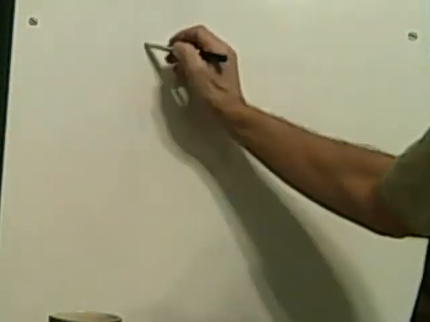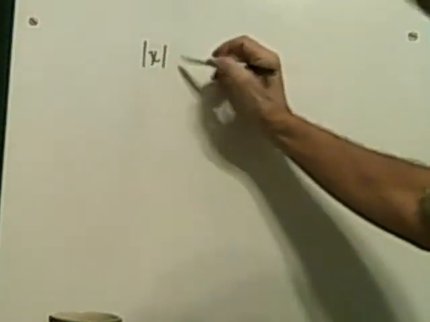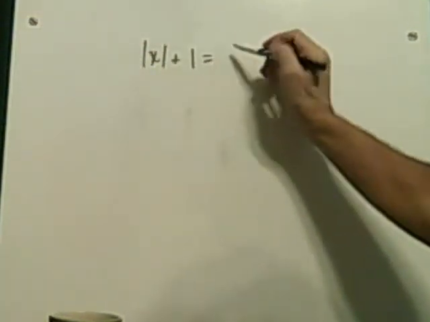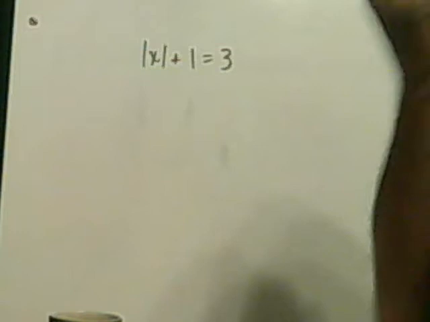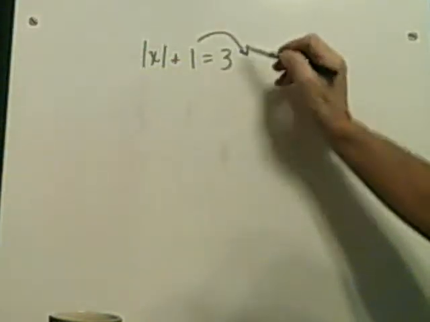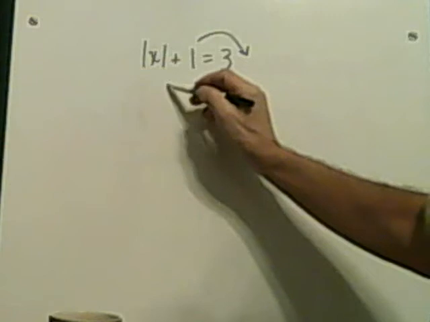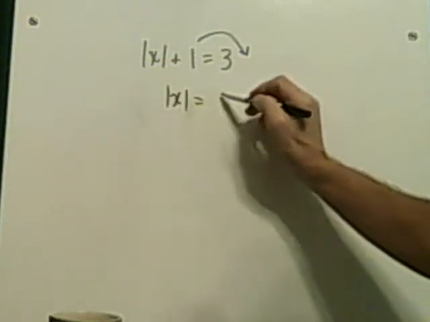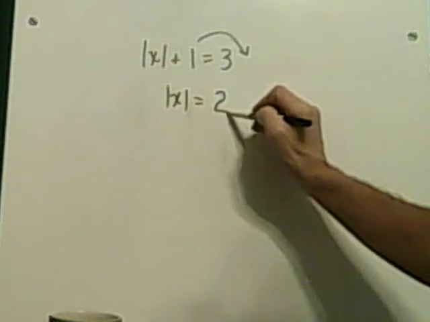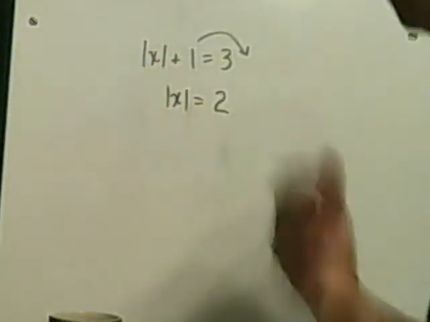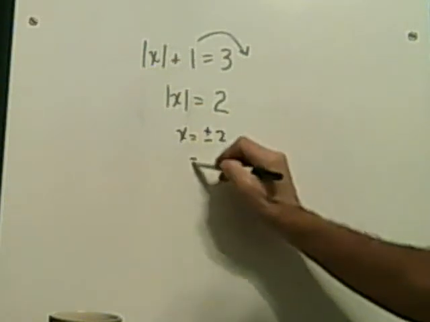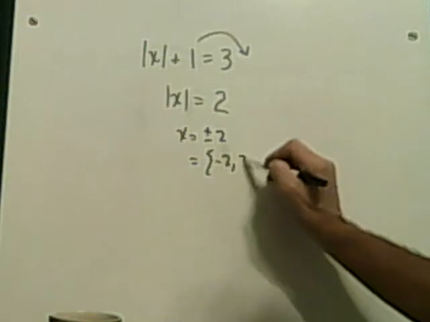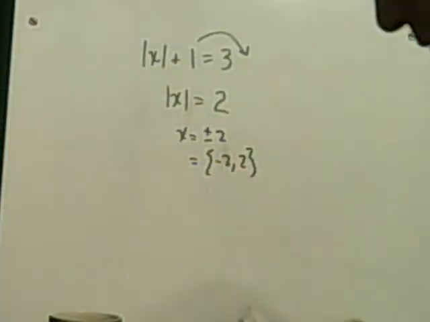Okay, here's another one. Magnitude of x plus 1 equals 3. Well, we could certainly bring the 1 over to the other side and make it magnitude of x is equal to 3 minus 1, which is equal to 2. And from there, you can see it's the same as the previous problem. x is equal to plus or minus 2, which is equal to -2 or 2. Two solutions to that problem.